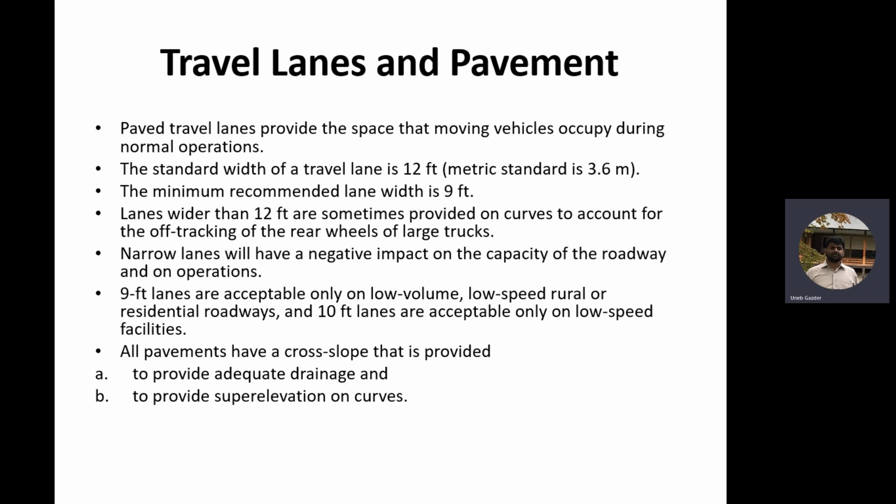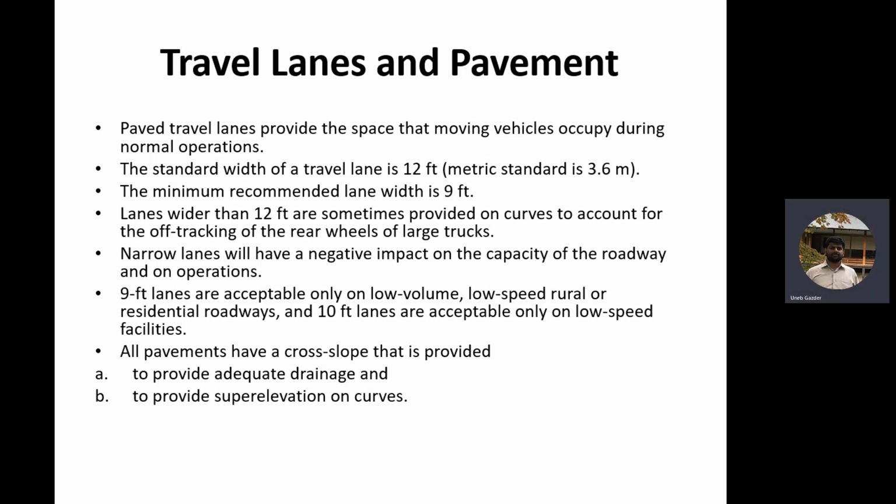Now, the width affects two things on the road: the capacity and the operation of the road. The width of the lane affects the capacity of the road and the operation of traffic on the road. If you increase the width, the capacity also increases and the operation becomes smoother. A parameter for traffic operation is speed, right? So speed also increases. And vice versa.